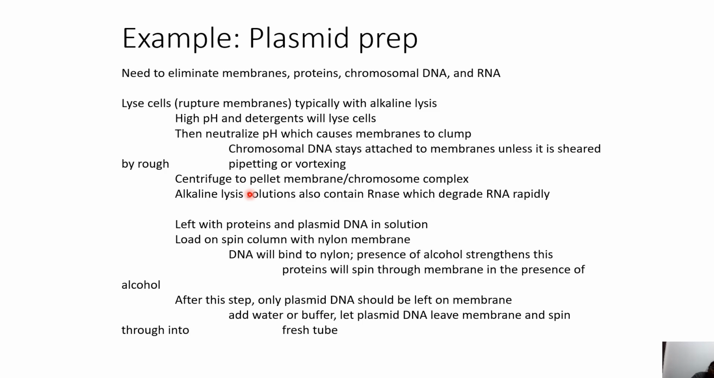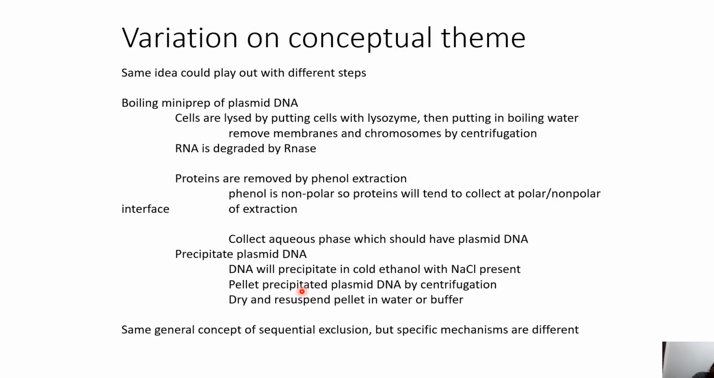So you can load it on a spin column with a nylon membrane. So DNA will bind to nylon. Presence of alcohol will strengthen this. Now proteins will spin through the membrane in the presence of alcohol. After this step, only plasmid DNA should be left on the membrane. So you can add water or buffer to let the plasmid DNA leave the membrane and spin into a fresh tube. So this is the basic concept.